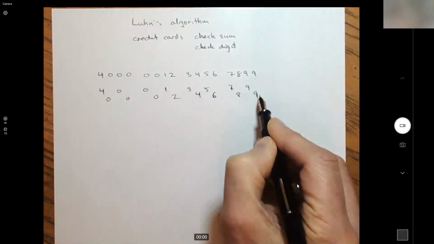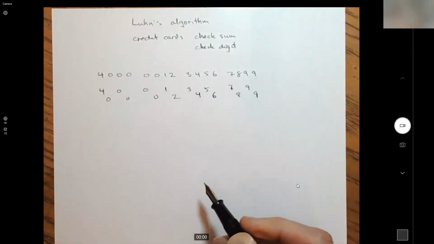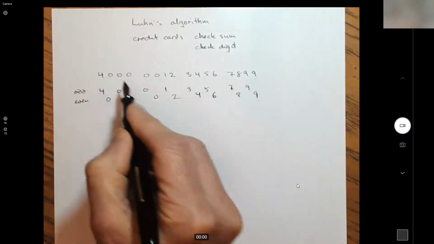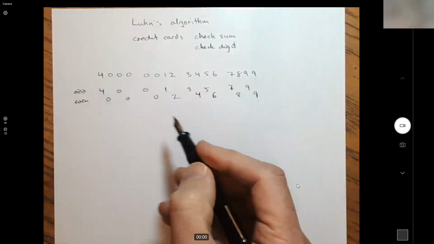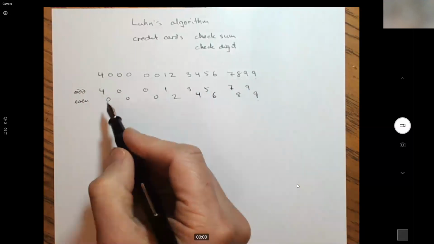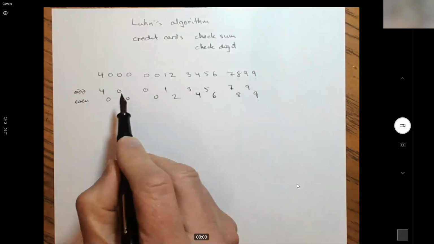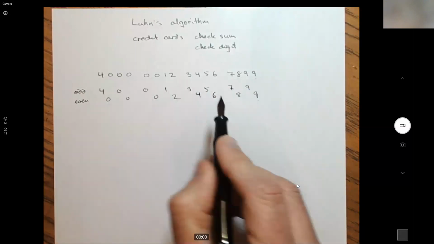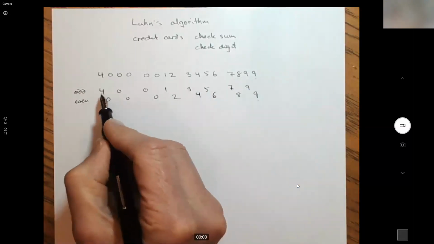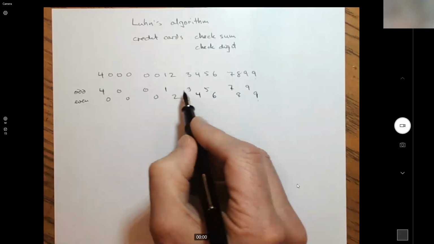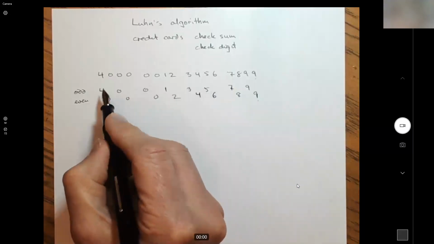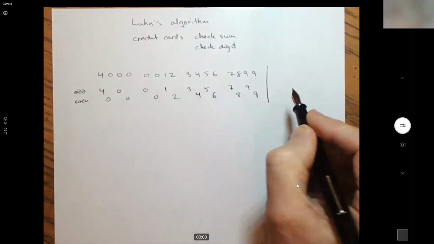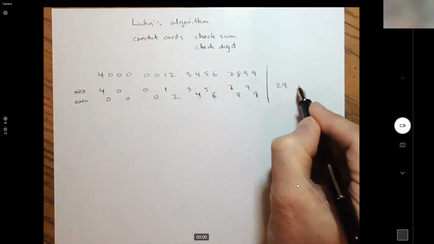And don't forget the check digit is always going to be in the even position because it's 16 numbers. And then we do like last time, give each of these a weight. So the odd numbered positions are going to be weighted by 2. So we add these up. We've had 4, 0, 0, 1, 3, 5, 7, 9, add it up, and you end up with 29.